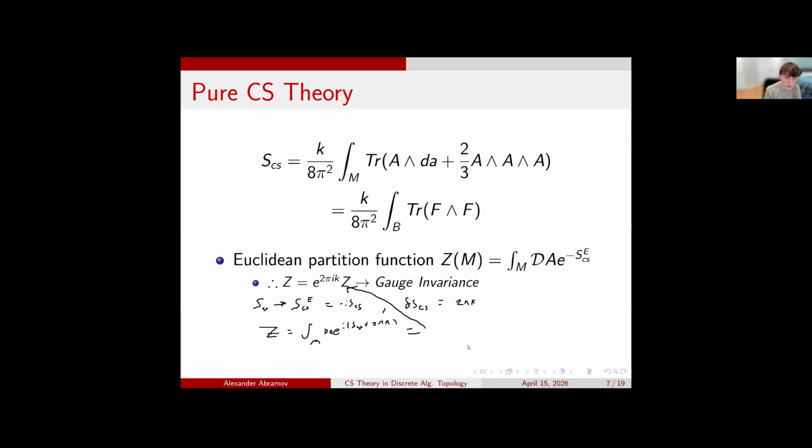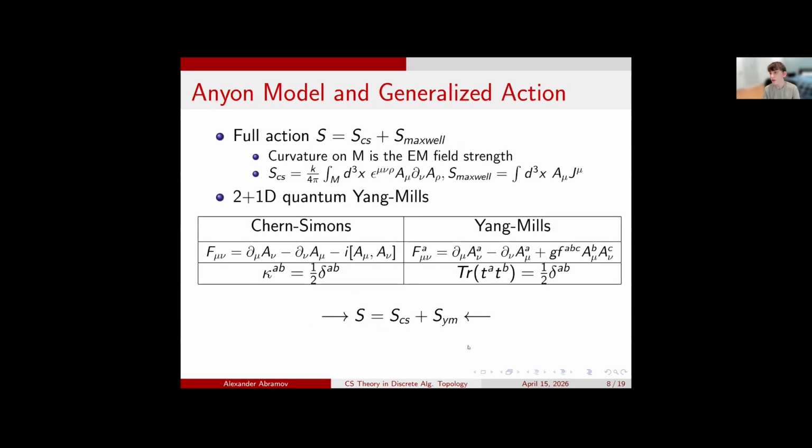Now moving into the anyon model and generalized action. As I referred to before, our full action is now defined as our Chern-Simons action plus our Maxwell action, where the Chern-Simons action is basically acting like a fixing term, to add invariance to Maxwell's equations. And what we can do with this is generalize electromagnetic U(1) theory from 3+1D into 2+1D. And this is where the anyon model comes back into play.